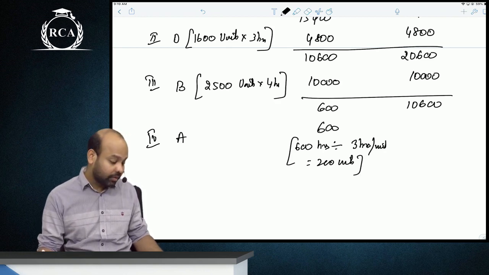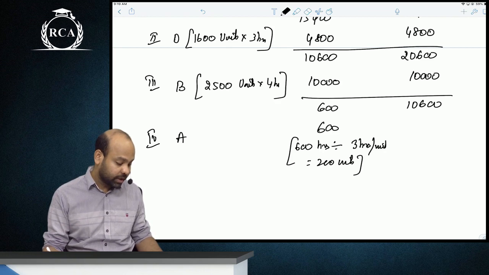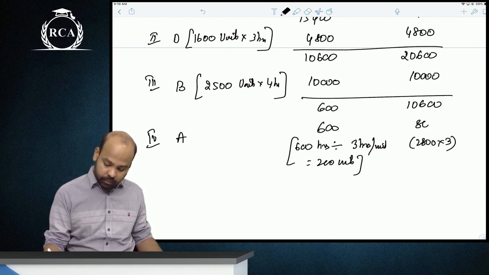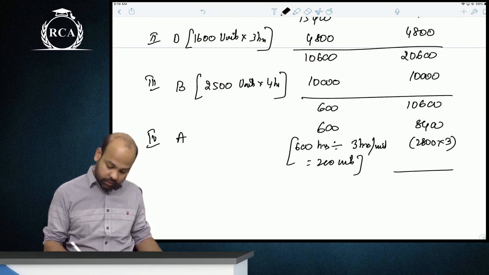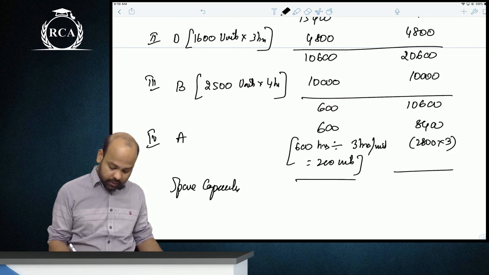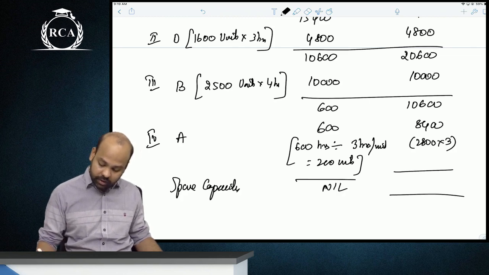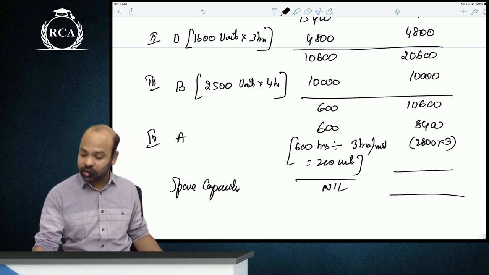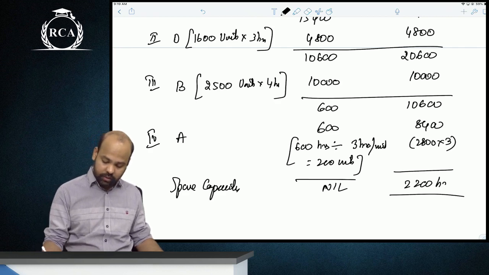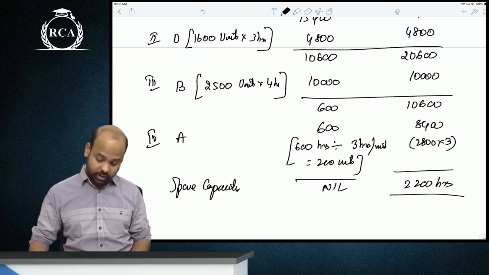Here, guys, I think we will be able to manufacture all of the units of product A. 2,800 into 3, 8,400. So here, beta, spare capacity in the first case is nil. In the second case, we still have a spare capacity of 2,200 hours. Understood, sir?